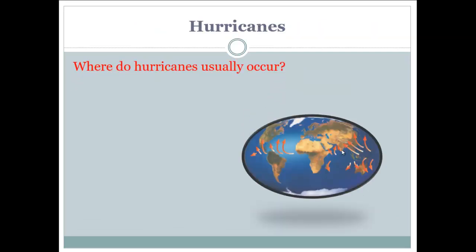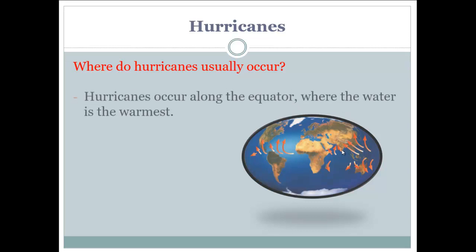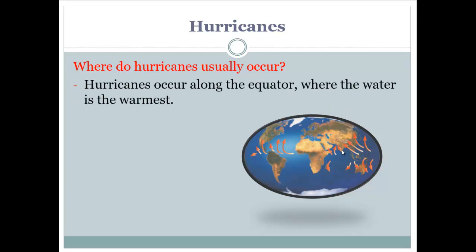Where do hurricanes usually occur? Hurricanes occur along the equator where the water is the warmest. As we said before, hurricanes start on the surface of warm water. That's why they occur along the equator where the water is the warmest.